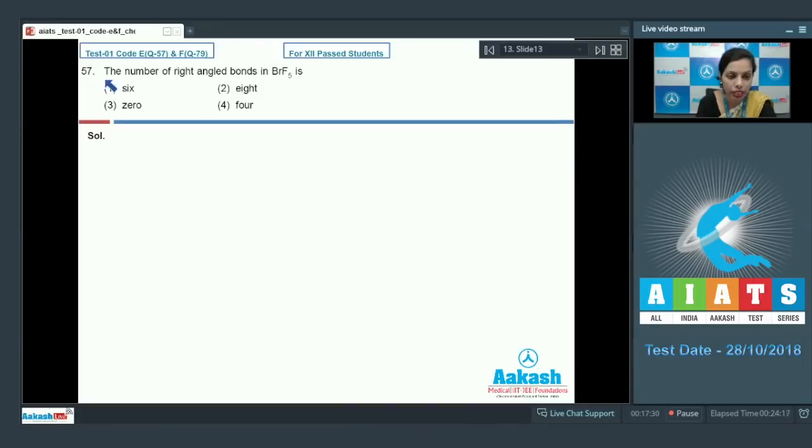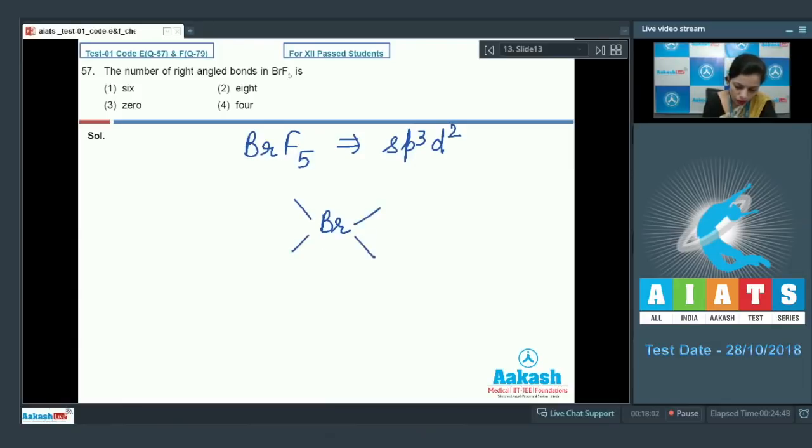Question number 57. The number of right-angled bonds in BrF5 is. In this particular case, first we have to check the shape of BrF5. And that can be found out with the help of its hybridization. That is sp3d2. This is the hybridization for this BrF5. Let's draw its structure. Its structure is square pyramidal. So in this case, central atom Br, the fluorine atoms. In this way, one fluorine atom is here and a lone pair is also there.